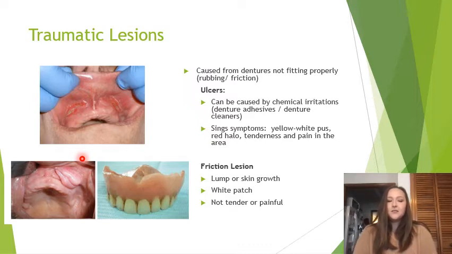It's like your immune system. Your body is trying to help protect itself from that harm. So if it's a constant rubbing, your body is growing an area to act as a cushion. But these are usually not tender. They're not painful. They may be white, but most of the time it just looks like a big lump or a big growth of extra flesh.